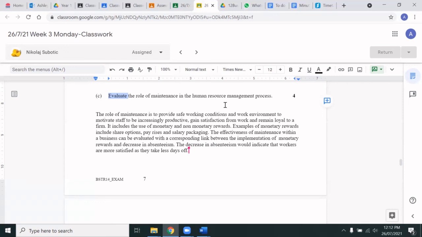Okay, so the role of maintenance is to provide safe working conditions and work environments to motivate staff to be increasingly productive, gain satisfaction from their work, and remain loyal to the firm. Yep. The only thing I'd say here is you're evaluating it here. I'd say to be able to have high levels of worker satisfaction, to be able to reduce days of absenteeism, to be able to minimize staff turnover.